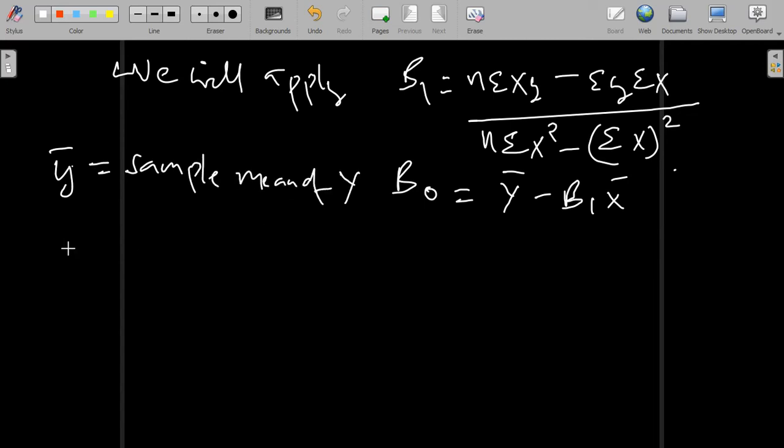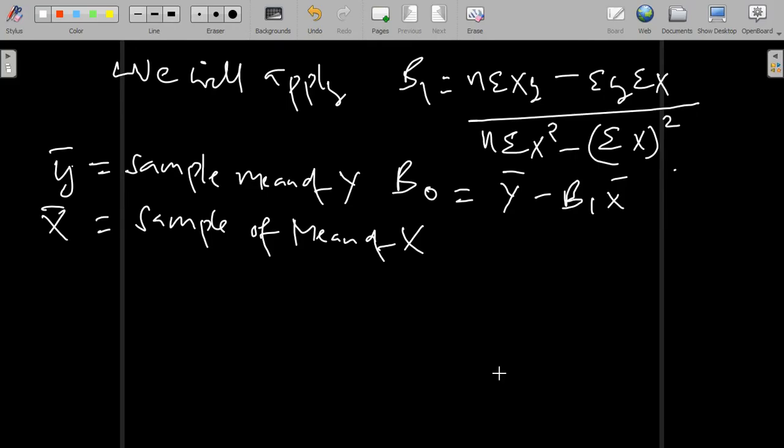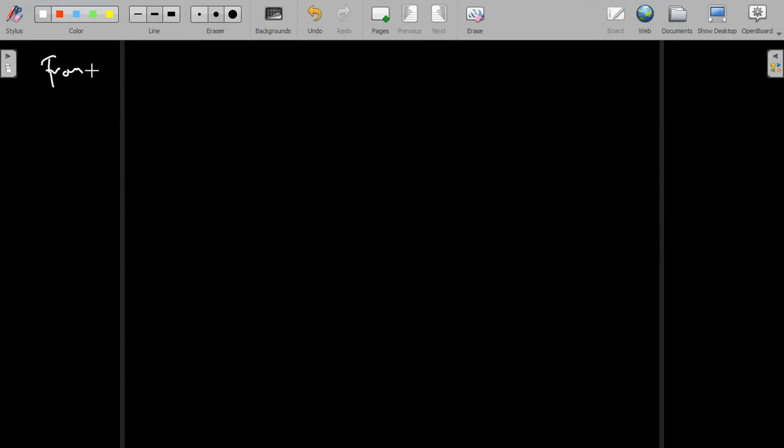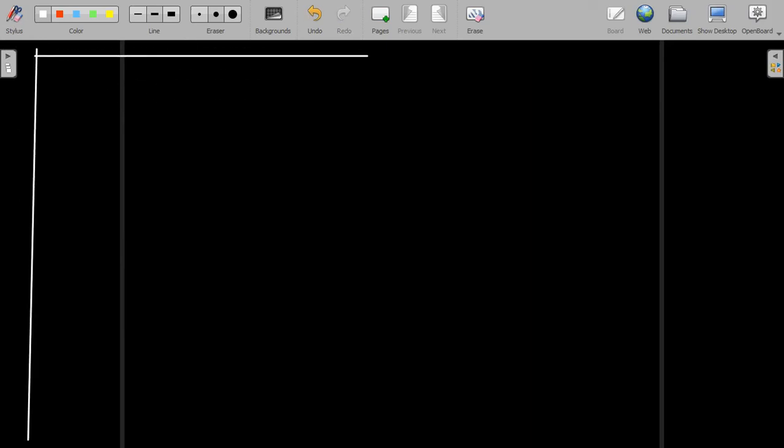We consider what is known as y bar on the upper side, the sample mean of y, and x bar, the sample mean of x. So for that case, we need to understand that the sample mean of y is summation of y over number of observations, and the sample mean of x is summation of x over number of observations. So when we plug in to solve for the sample mean of y and x, we use our data, and this will appear in the form of a table.